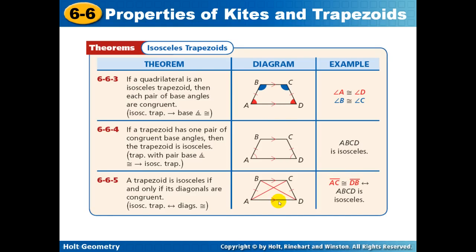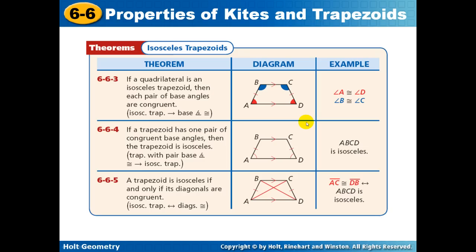And we got three theorems to go here. And it's not really three theorems, but we're going to kind of condense it down to just three. The first one says, if we know we have an isosceles trapezoid, then our pairs of base angles are congruent to each other. So if you look here on our picture, B and C are congruent, and A and D are congruent. So the ones along the same base are congruent to each other.